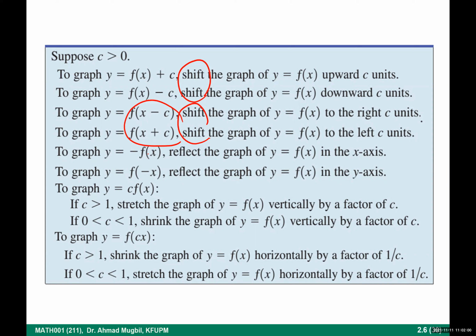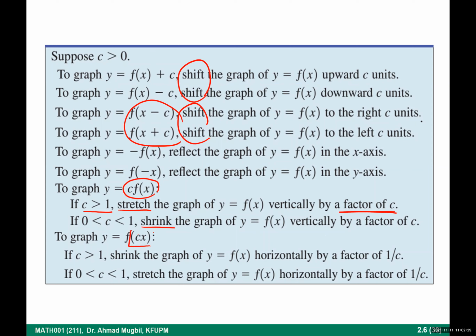When we replace the function by the negative of the function, this is a reflection in the x-axis. When we replace x by negative x, this is a reflection in the y-axis. For the stretching and shrinking, we have also vertical and horizontal. When you replace the function by the function multiplied by a number, if this number is greater than 1, this is vertical stretching. The amount of this stretching is c. The factor of stretching is c, or shrinking in the case of vertical.